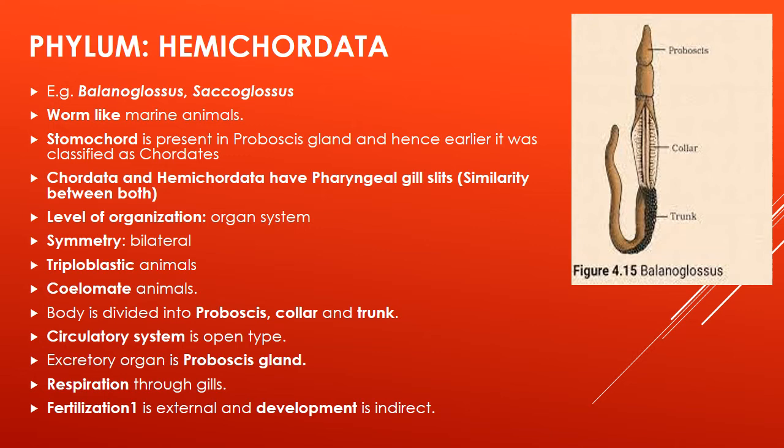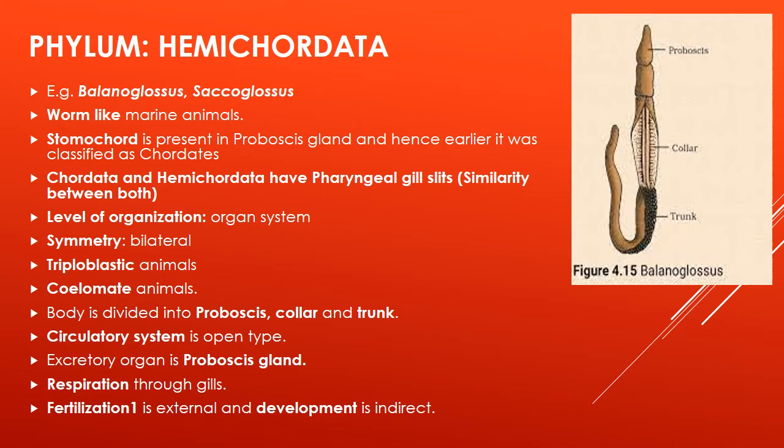You could get a question: the similarities between chordata and hemichordata. What is the similarity? Both chordata and hemichordata have pharyngeal gill slits, the region where you see the pharynx. Why gill slits? For respiration. Pharyngeal gill slits will normally be seen in chordata as well as hemichordata. That is the similarity between the both. Please note this point, it could be asked.